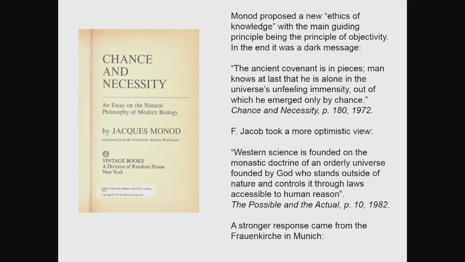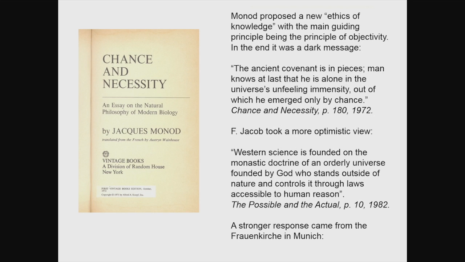And so he took that principle to the whole extent of the book, and in the end, it ended with some relatively pessimistic views, I think. The main guiding principle is the principle of objectivity, with which we all agree, but he had a dark message. The book ends like this: The ancient covenant is in pieces. Man knows that he is alone in the universe's unfeeling immensity, out of which he emerged only by chance. So that's the element: evolution is by chance.